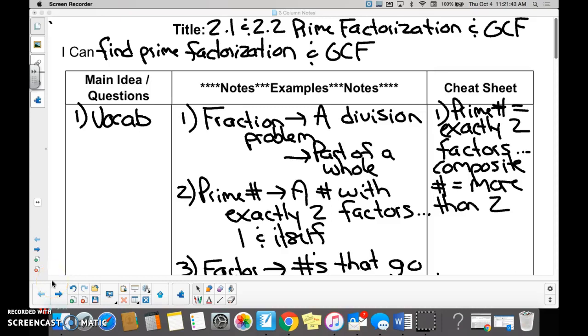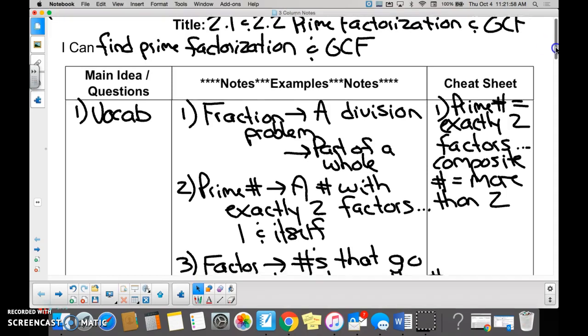Sections 2.1 and 2.2: prime factorization and GCF. I can find prime factorization and GCF. Can you find prime factorization and GCF?